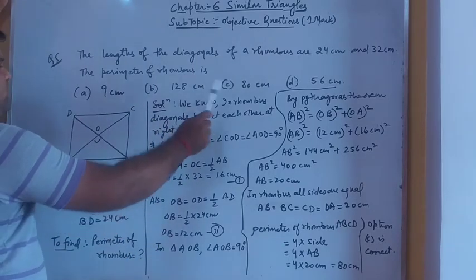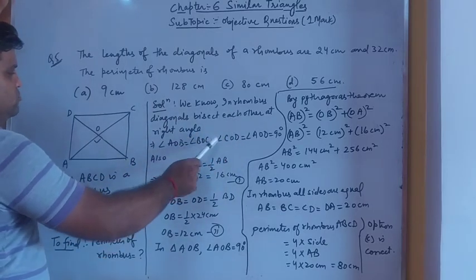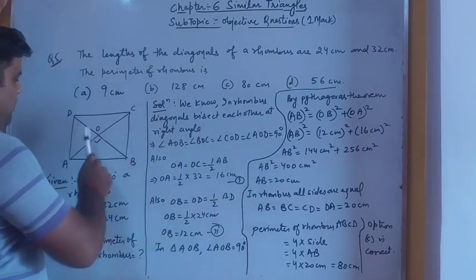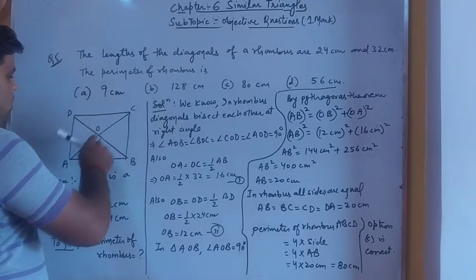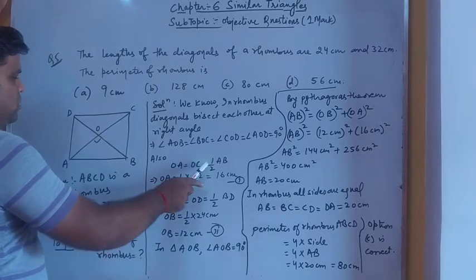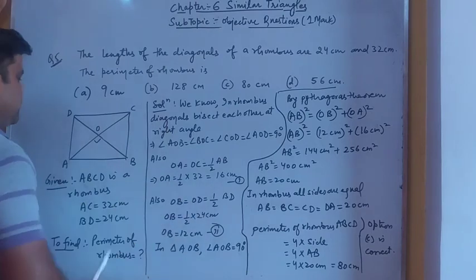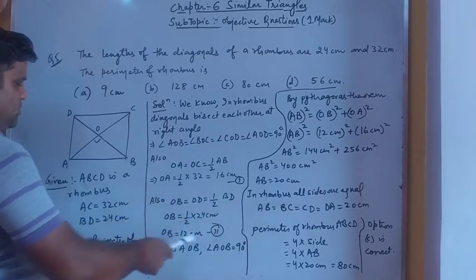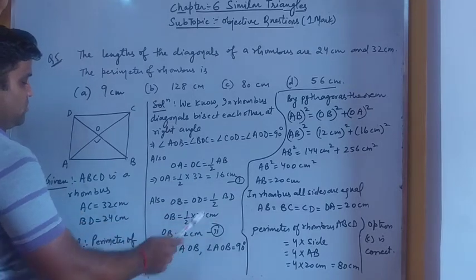As we know that in a rhombus diagonals bisect each other at right angles, here angle AOB, angle BOC, angle COD, angle AOD are all equal to 90 degrees. Also, as the diagonals bisect each other, OA equals OC, and both are equal to half of AC. So by this we get OA equal to 16 cm, and consider it as equation number first. Similarly, we get OB equal to 12 cm, and consider it as equation number second.